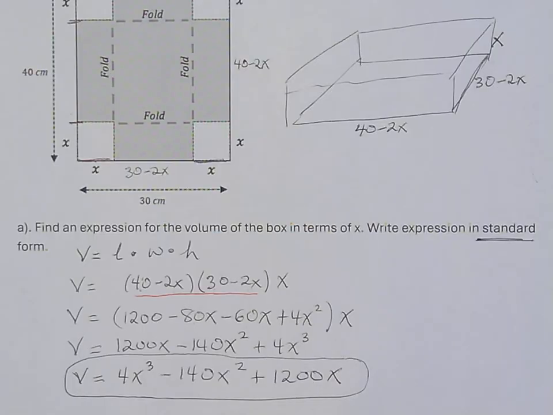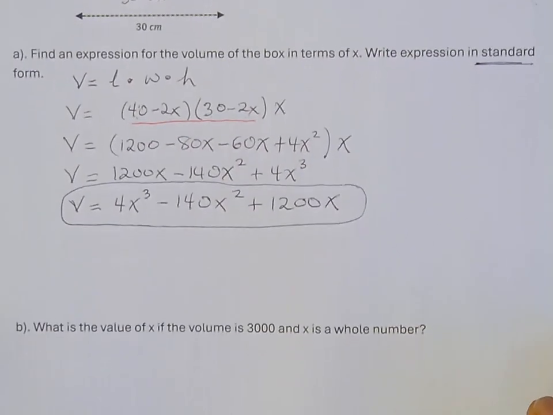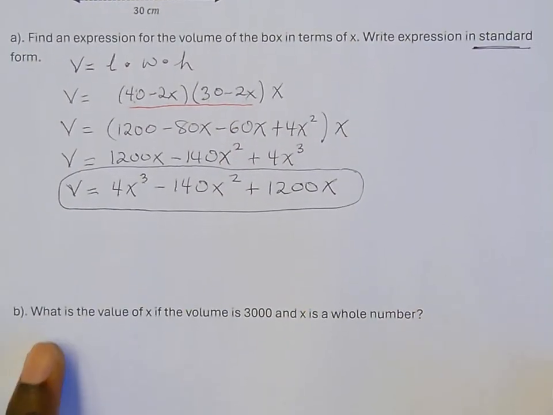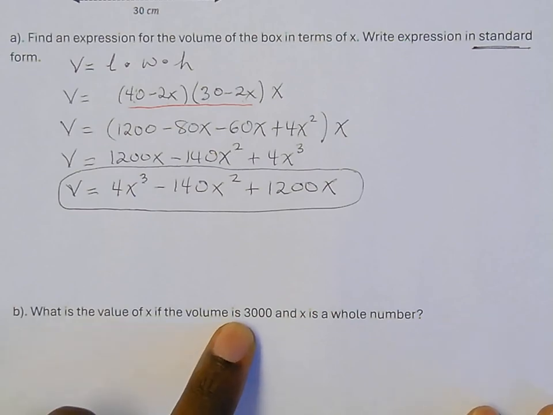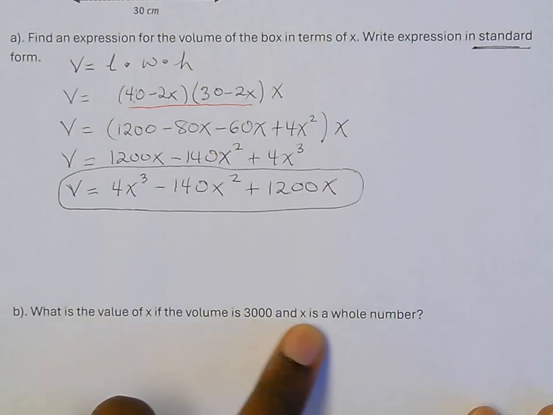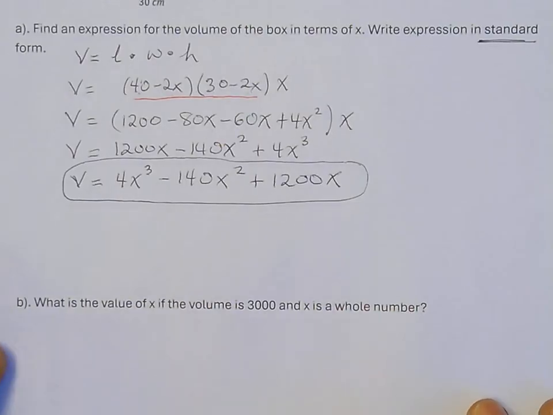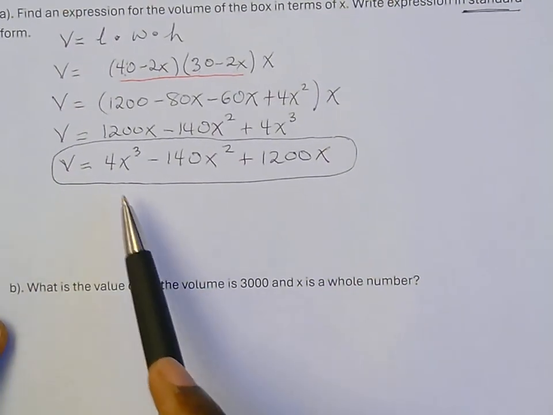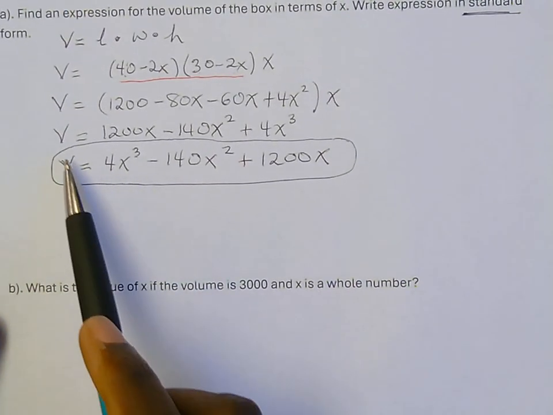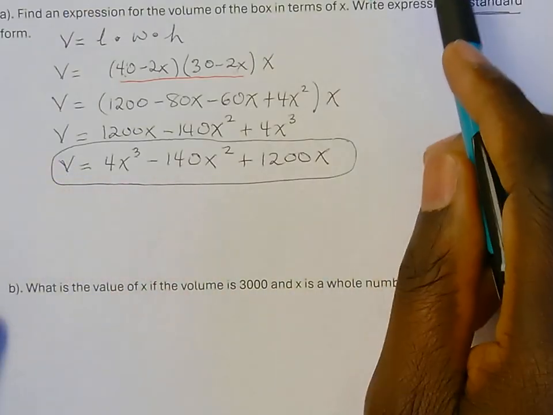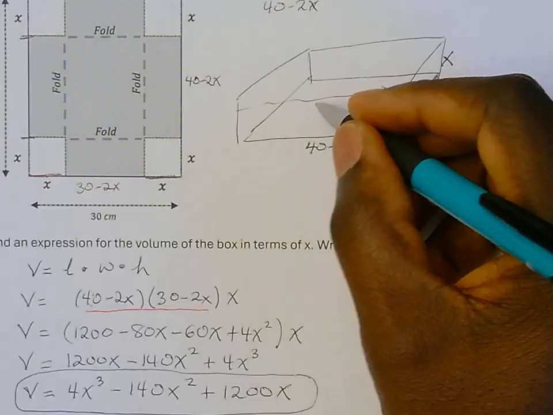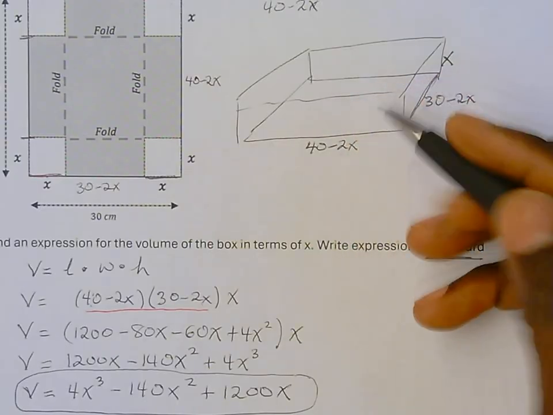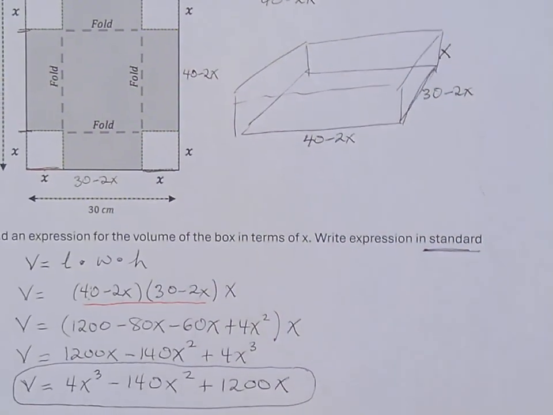Now it goes on to say, after we've solved for that, part B says, what is the value of x if the volume is 3000 and x is a whole number? So they want us to find the value of x assuming the volume of this box that we found is 3000. What can be contained here is 3000.